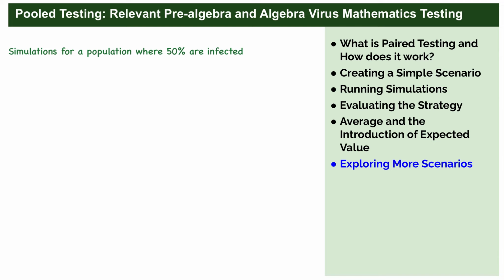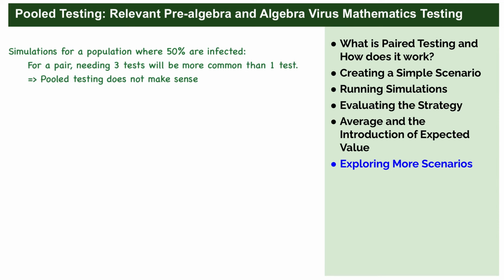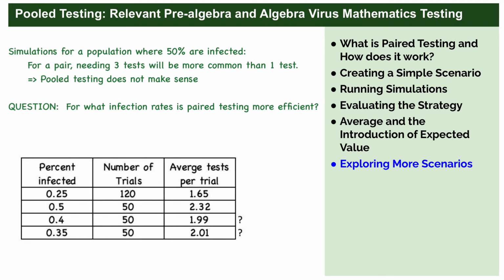In this scenario, it's more likely that 3 tests will be needed rather than 1 test, and therefore pooled testing does not make sense. With this result, we can ask: for what infection rate is paired testing more efficient? And we can invite students to evaluate the pooled testing tool using expected value and the average number of tests per trial for a range of different infection rates. We expect that students will determine that somewhere between 35 and 40% there's a divide. They might also recognize that with random trials, they can't precisely identify that divide.